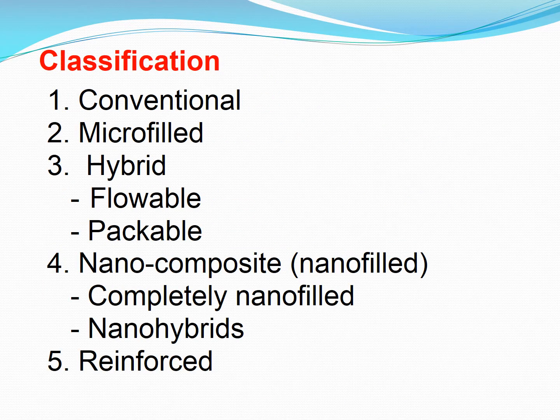Classifications of composite. طبعا احنا عندنا أكثر من classification للcomposite. الكلاسيفيكيشن اللي عندنا حتكون على السايز of the filler particles، وممكن نقسمها إلى conventional, microfill, hybrid، والهايبريد ممكن أن ينقسم إلى flowable و packable، والنانو كومبوزيت اللي نانو فيل completely أو نانو هايبريد، وأخيرا اللي هو الرينفورسد.